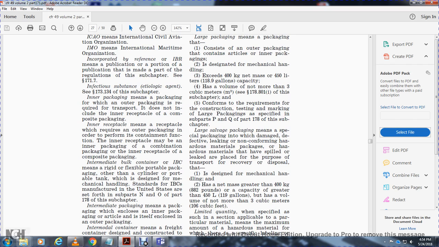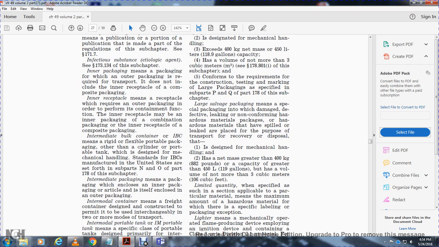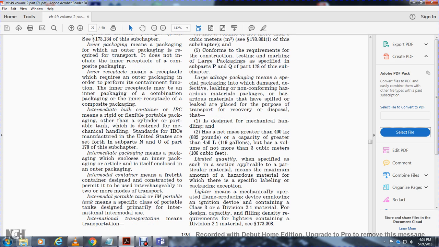Intermediate packaging means a packaging that includes an inner packaging and the article itself, which is included in the outer packaging. Intermodal container means a freight container designed and constructed to permit it to be used interchangeably in two or more modes of transportation.